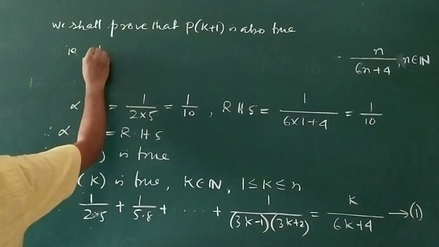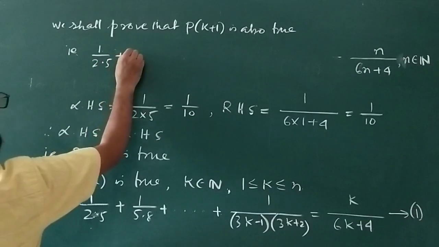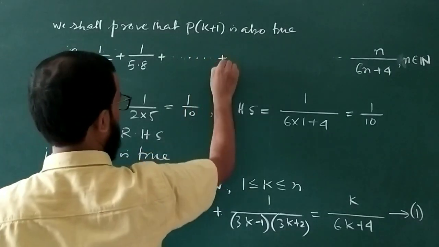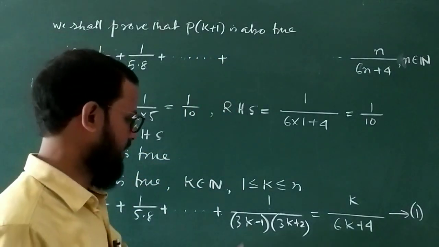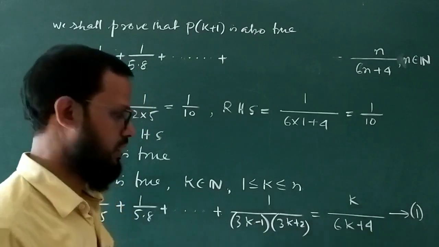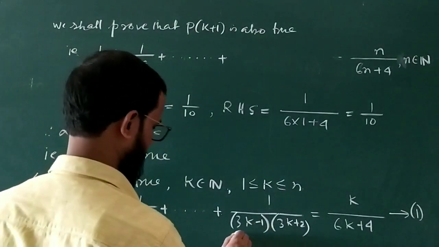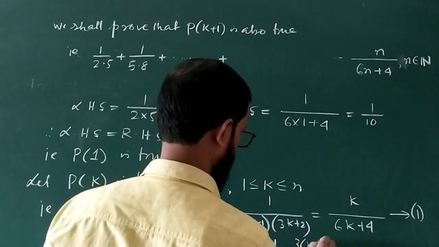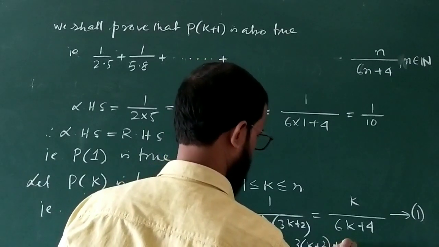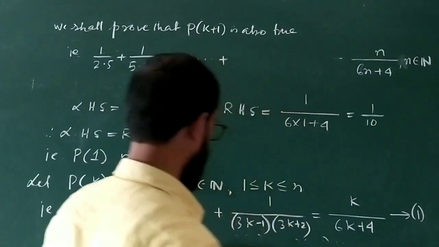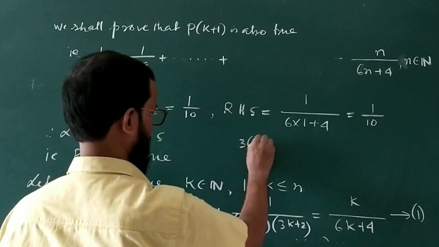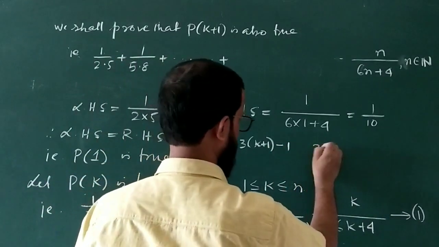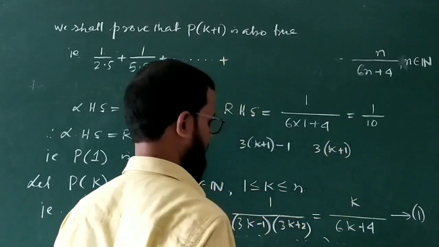First term is 1 by 2 into 5, 1 by 5 into 8, plus dot dot dot. What will the last term be? The last term has k in it, so if you replace k by k plus 1, what will it be? 3 into (k plus 1) minus 1, and this term will be 3 into (k plus 1) plus 2.